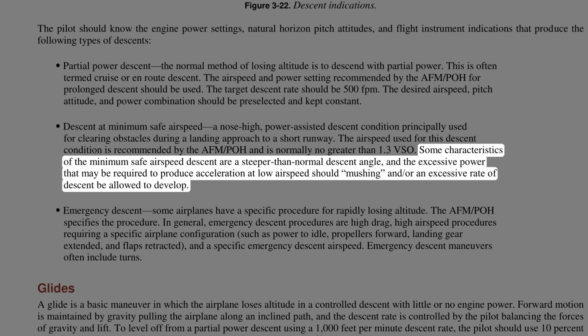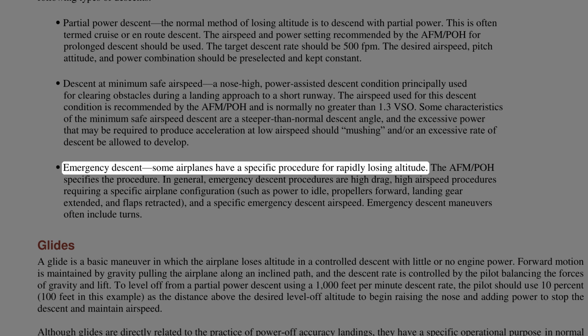Some characteristics of the minimum safe airspeed descent are a steeper than normal descent angle, and the excessive power that may be required to produce acceleration at low airspeed should mushing and/or an excessive rate of descent be allowed to develop. Emergency descent. Some airplanes have a specific procedure for rapidly losing altitude.